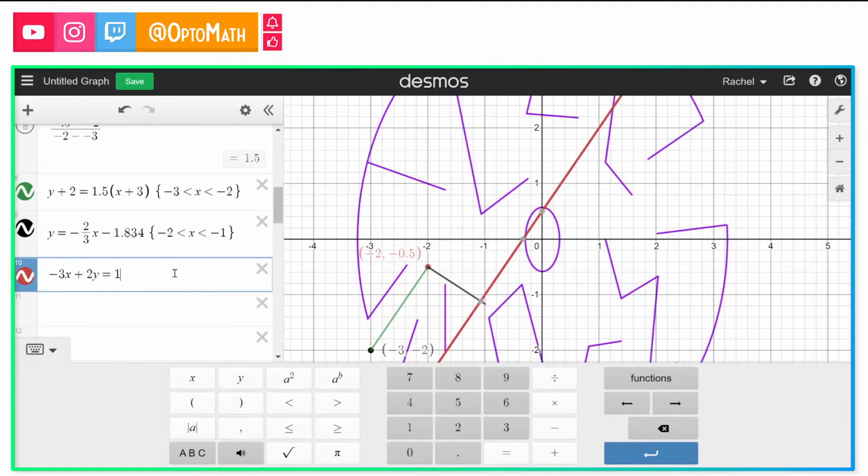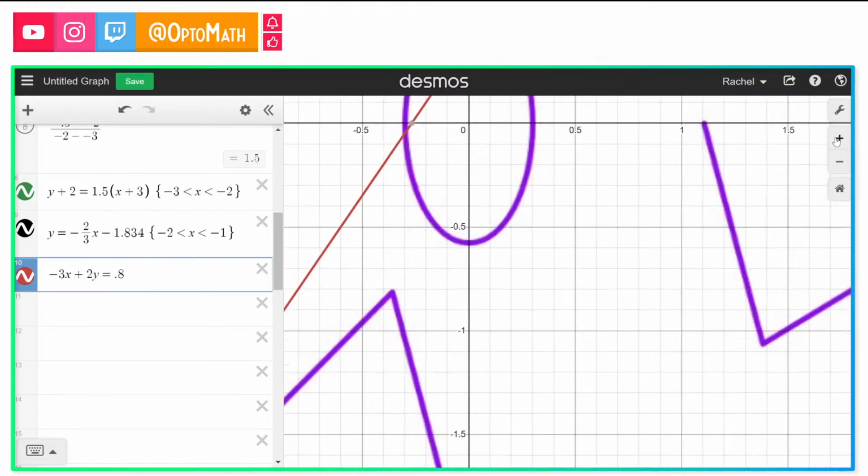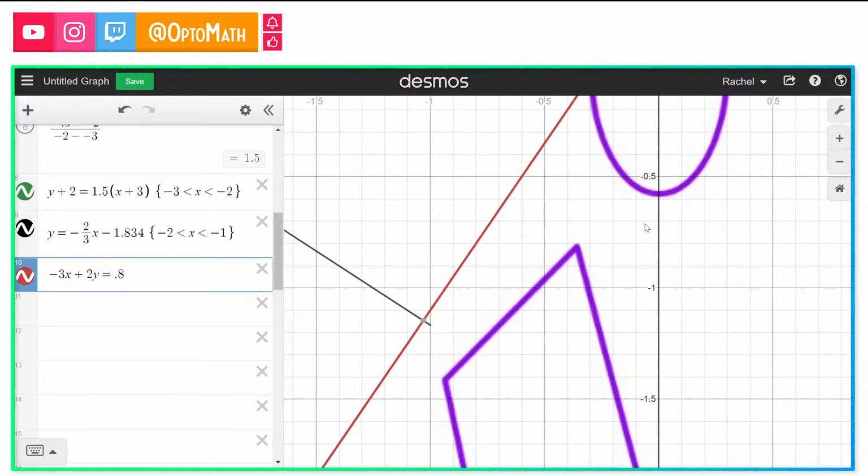Maybe not even 1. Okay, let's try 1.5. I think I might be going the wrong way. Yeah, that's the wrong way. Let's do 0.8. That looks pretty close. Again, I'm going to zoom in to see how close I really am. See, as you zoom in, you see it's slightly off, which is really not a huge deal, but we can probably afford to be a little bit more precise.